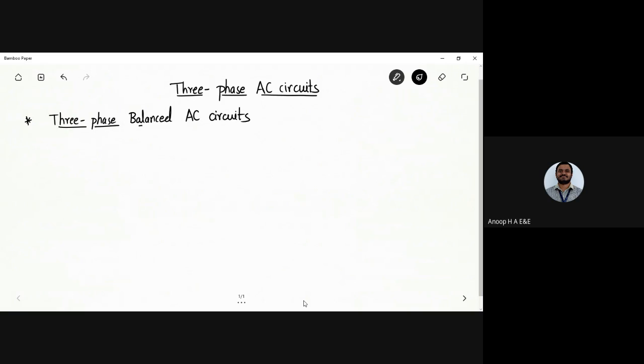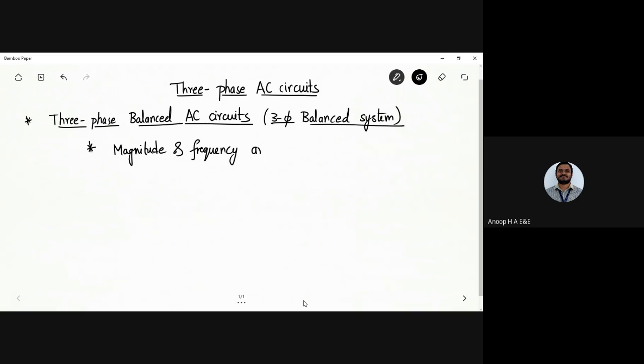When I talk about the term three-phase, it is also called a three-phase balanced system. When I talk about this three-phase balanced AC system, I have to call it a three-phase balanced system only when the magnitude and frequency are the same.